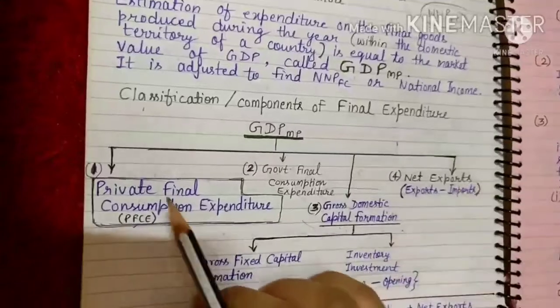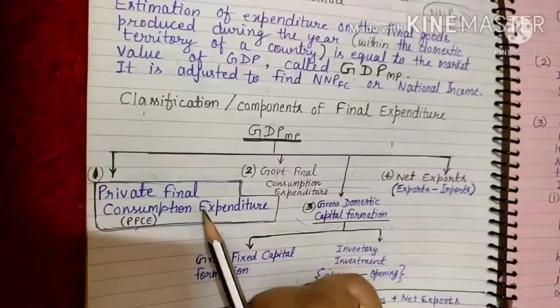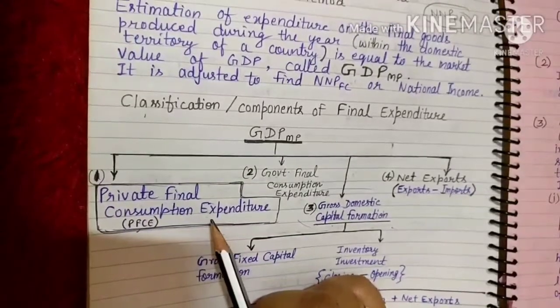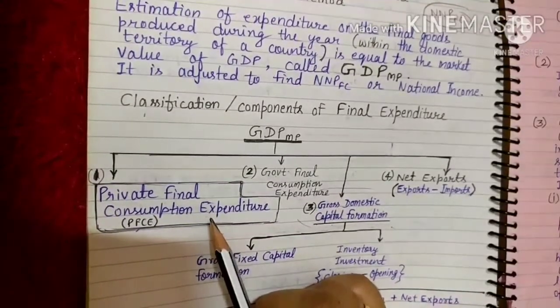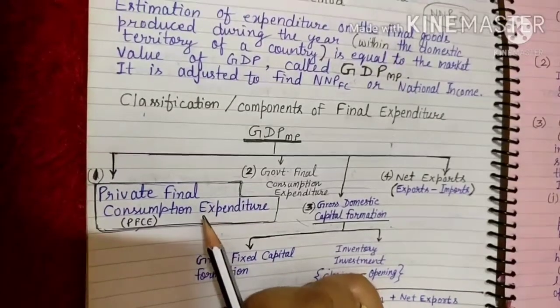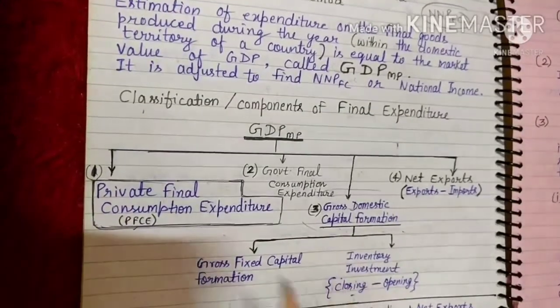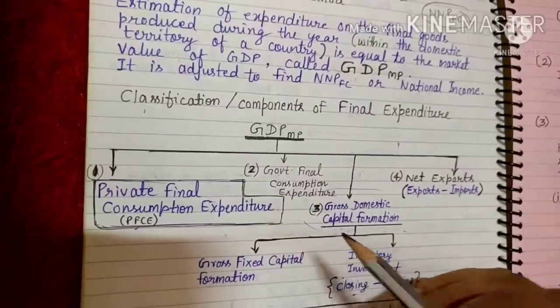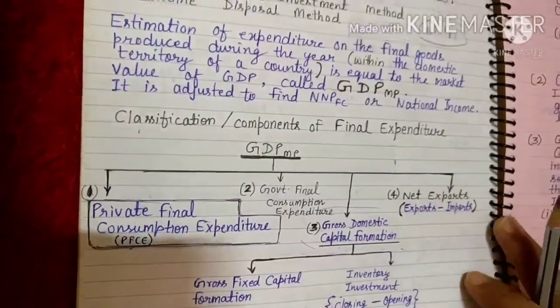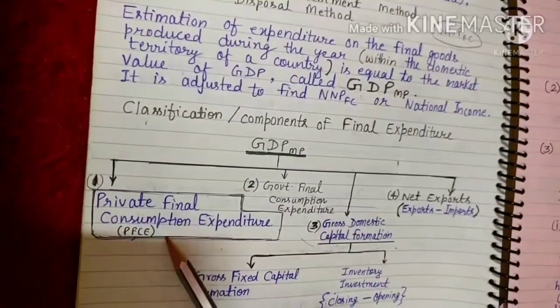So first we'll talk about the first one, that is private final consumption expenditure. So what is this private final consumption expenditure? Let me tell you, dears, it is the expenditure which we, the consumers, do on final goods. The expenditure done by the consumer to purchase final goods to consume. That expenditure comes under private final consumption expenditure.